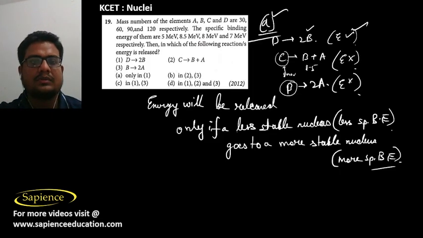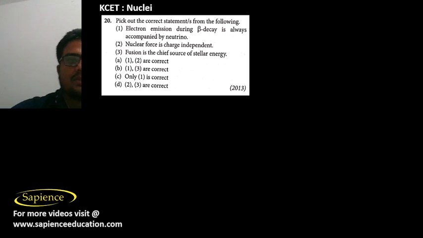Okay, then in question number 20 it is told, pick out the correct statements from the following. Electron emission during beta decay is always accompanied by neutrino. So when beta decay happens, one anti-neutrino is produced. So the first statement is wrong.